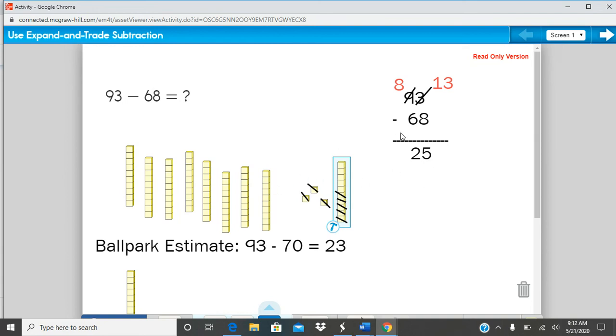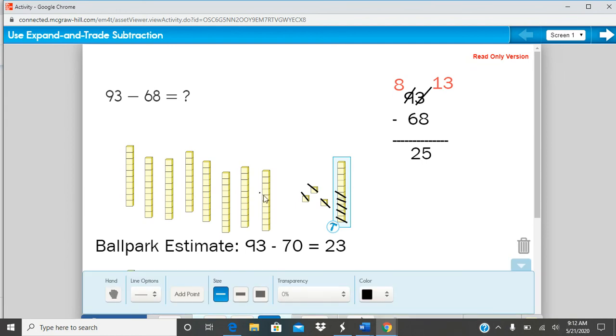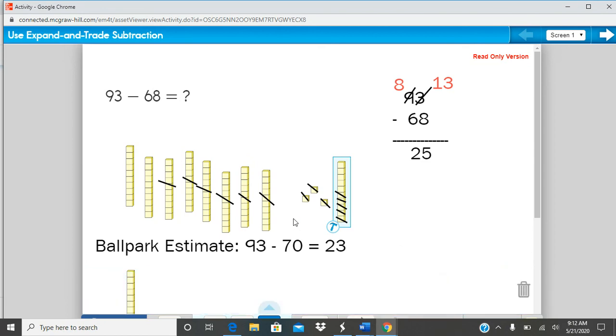Now I need to take away these 6 10s. So I'm going to take away those 6 10s. I have 1, 2, 3, 4, 5, 6. Now I took away my 68, and I'm left with 10, 20, 21, 22, 23, 24, 25.